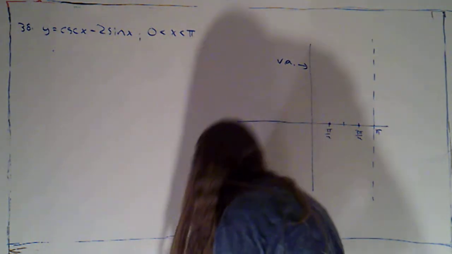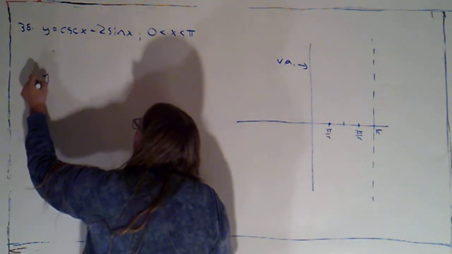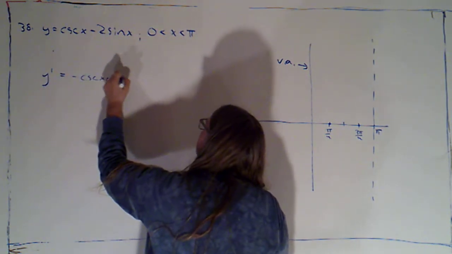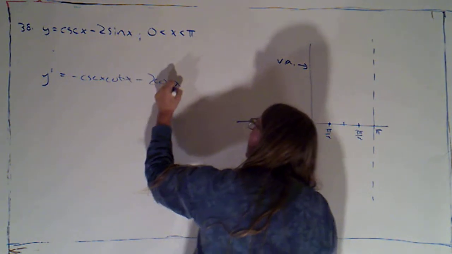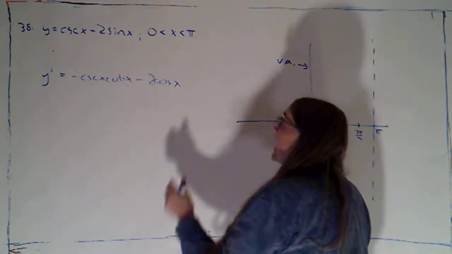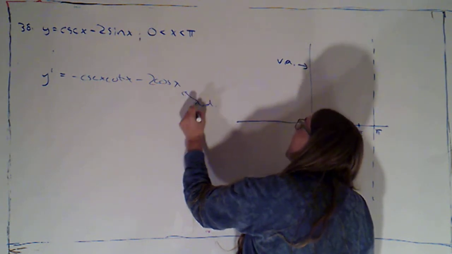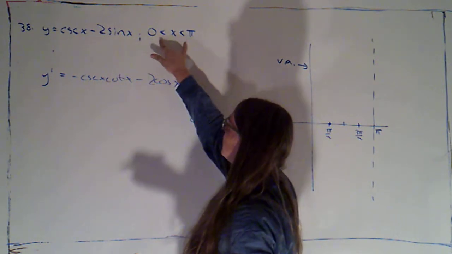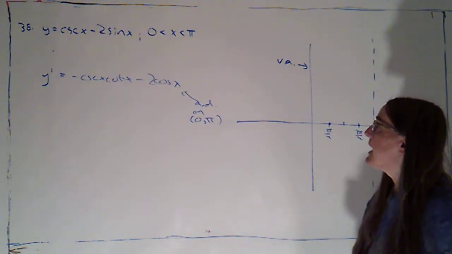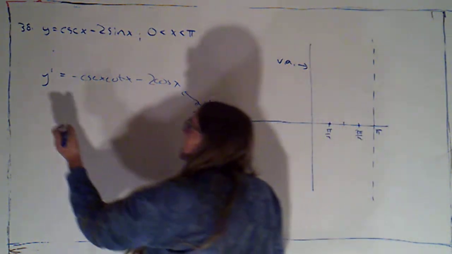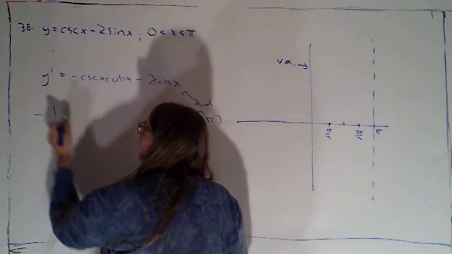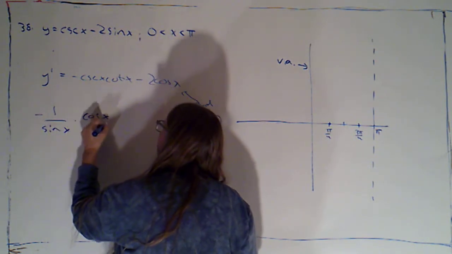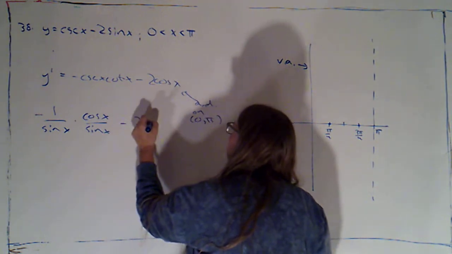Okay, so let's take a look at our derivative. So y prime is going to be negative cosecant of x cotangent of x minus 2 cosine of x. That is always defined on the interval from 0 to pi, because cosecant and cotangent are both undefined at those values, but defined at everything that isn't a multiple of pi. So I'm just going to rewrite this in terms of sines and cosines. That's negative 1 over sine times cotangent, which is cosine over sine, minus 2 cosine of x.